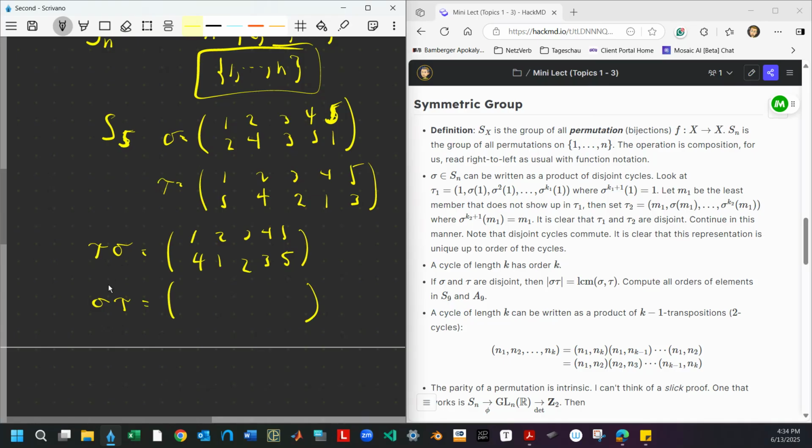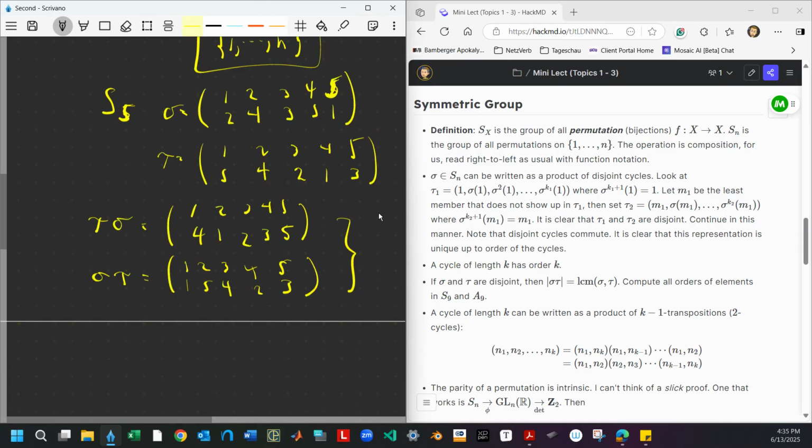That shouldn't be surprising, but here we're going to do tau first. 1 goes to 5, 5 goes to 1, so 1 actually goes to 1. 2 goes to 4, 4 goes to 5, so 2 goes to 5. 3 goes to 2, 2 goes to 4, so 3 goes to 4. 4 goes to 1, 1 goes to 2, and 5 goes to 3, 3 goes to 3. And again, you have to have all the numbers because these are permutations, so it's got to be one-to-one and onto.